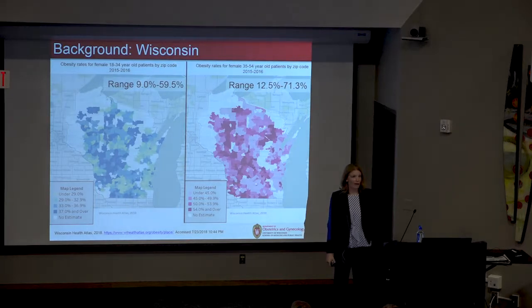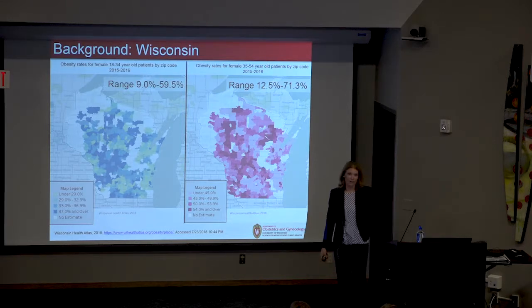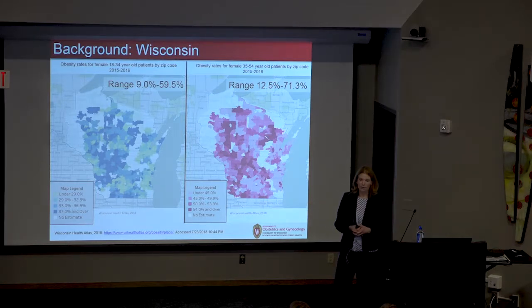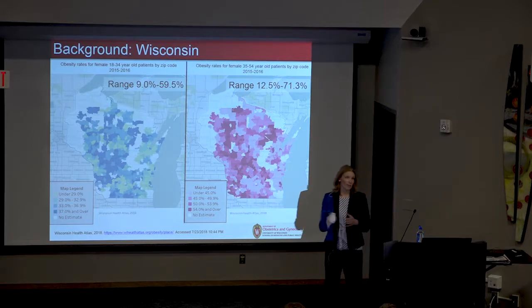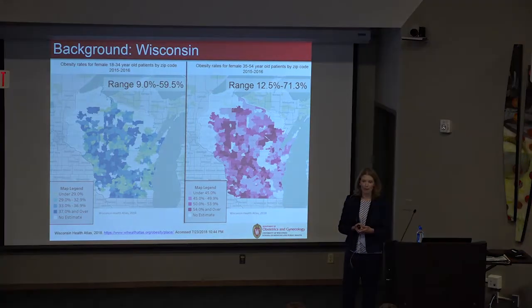Here in Wisconsin, just a few weeks ago, the Wisconsin Health Atlas published the rates of obesity by zip code on the map of Wisconsin. I show here women of reproductive age. On the left side of the screen in the blue is the obesity rates for females aged 18 to 34 by zip code. Rates of obesity range from 9% up to 59% in women who are between 18 and 34.